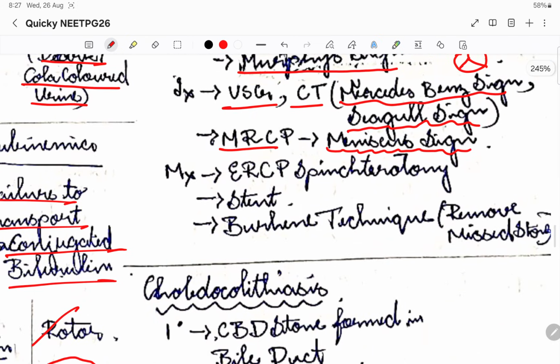So management will be ERCP, sphincterotomy can be done. So we can open up the sphincter and allow the stones to be passed out, or we can place a stent. Okay, if it is a chronic case of cholestasis, we can place a stent again and again. If it is causing obstruction, we can place a stent and allow the stones to pass out.